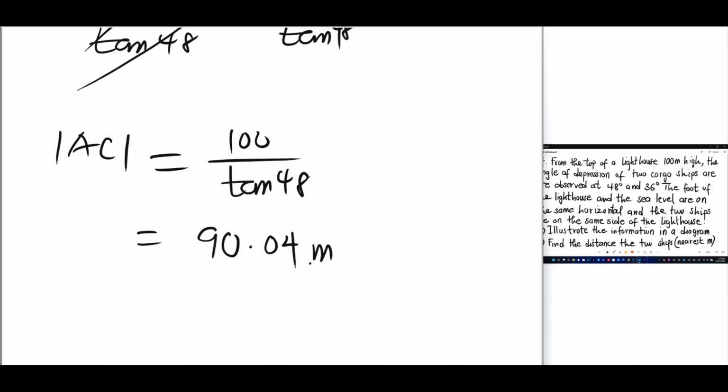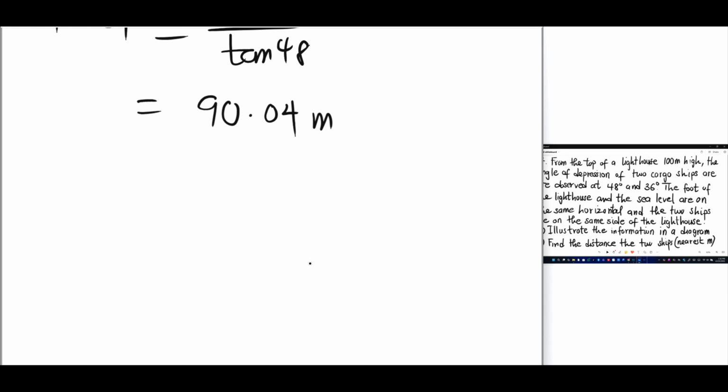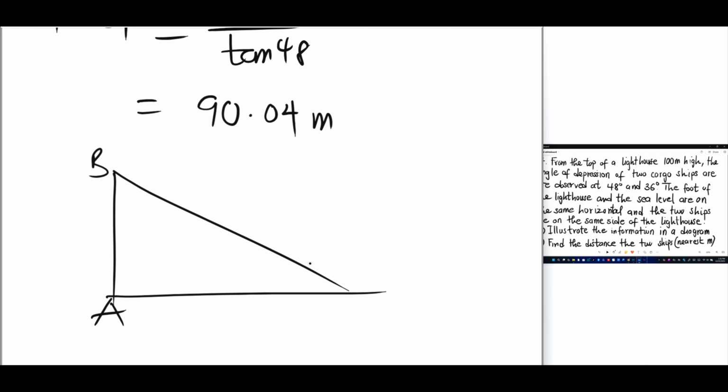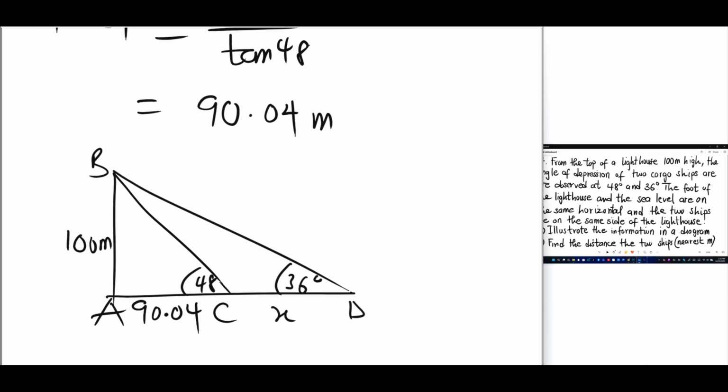ships. Okay, so now we can bring back our diagram. The diagram was in this form: A, B, then there's C here where one of the cargo ships is, then another one is D. So D was here. So now we have here 90.04. But we don't know the CD, and that's what we are supposed to find. We know the height of the lighthouse to be 100 meters. We know our angle here to be 48 degrees and here to be 36 degrees.